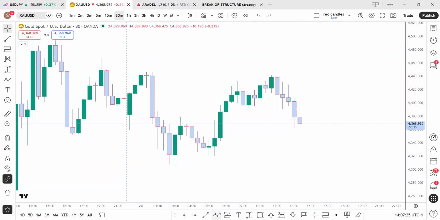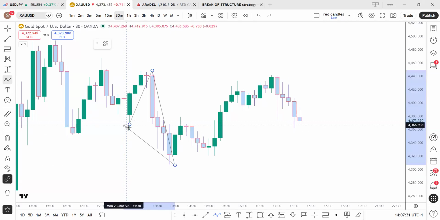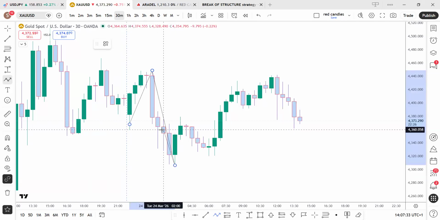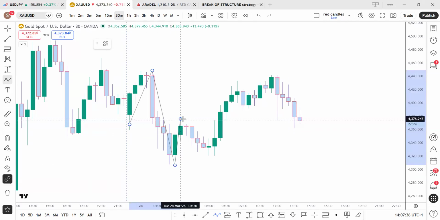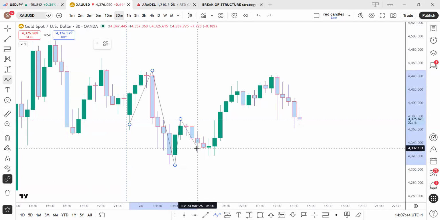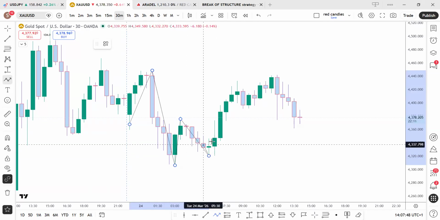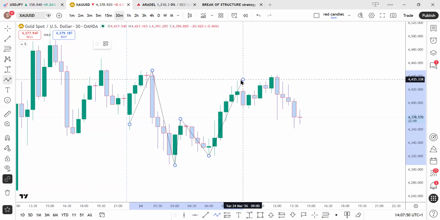So what has price done today? Price pushed up, came back down, broke structure down here, and then it pulls back. So what do you expect price to do from here? You expect it to come back down according to that pattern. Yes, but what does it do? It comes down to this level, it gives you some rejection, and then pulls up.